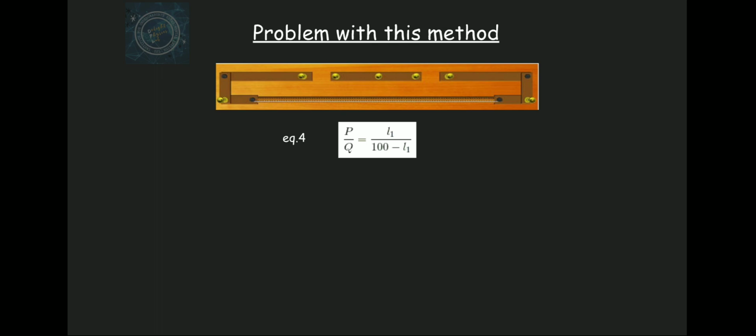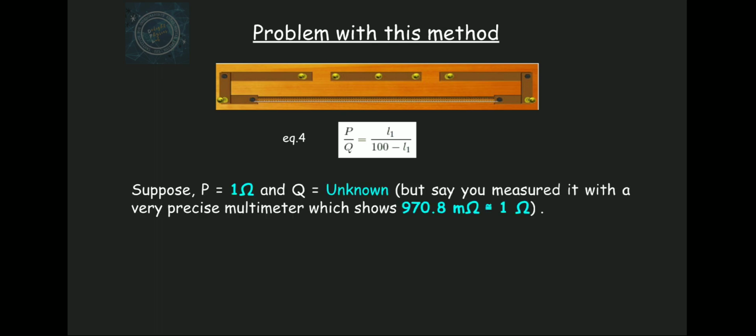Well, suppose you have a resistance, say P equal to 1 ohm, and Q is unknown. Say you cheated and you measured it, and the multimeter, which is very precise, a milliohm meter, showed 970.8 milliohm, which was supposed to be 1 ohm maybe, because that's how the designer designed it. And suppose the P you measured with the same multimeter shows 1 ohm. It's like that 1 ohm is made from a good shop, but Q is not. Anyway, it's unknown to you, remember that.